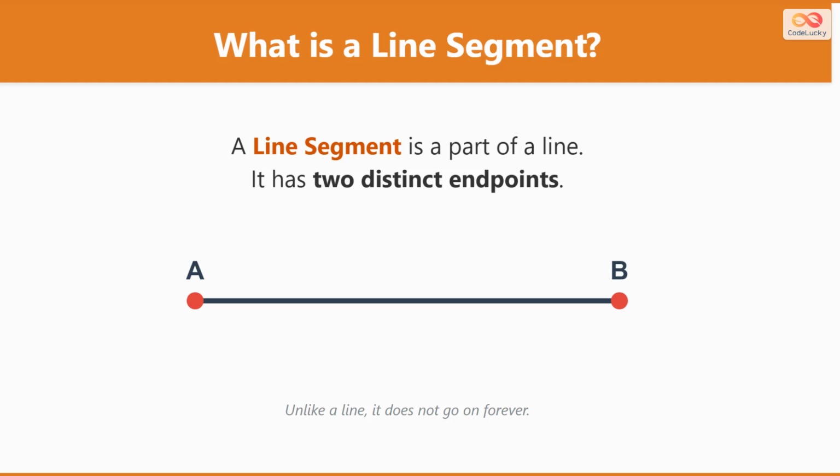Now, imagine taking a piece of that infinite line and cutting it at two specific points. That piece you get is called a line segment. Unlike a line, a segment does not go on forever. It has a clear starting point and a clear ending point.